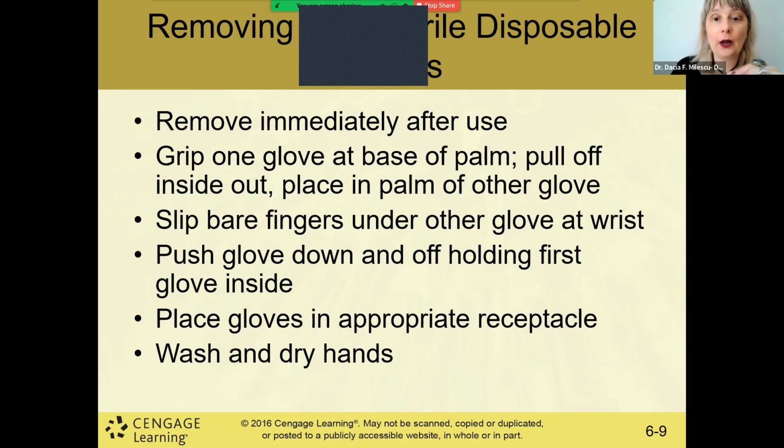All right, grip one glove at the base of the palm and pull it off, pull it inside out. Place it in the palm of the other glove, slip bare fingers under the glove at the wrist, and push the glove down, and basically that's how you remove it. If you have any confusion on this, there are so many YouTube videos on how to glove.